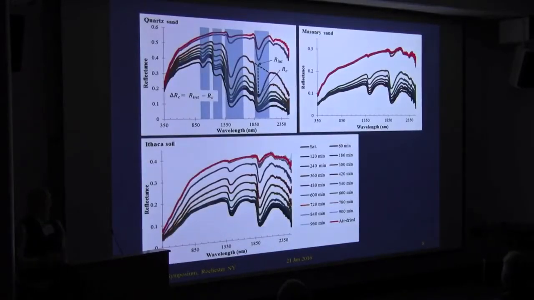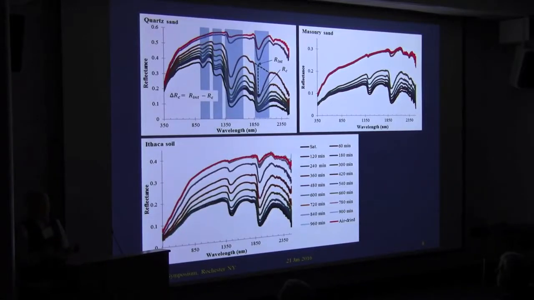Okay, these are the spectra, or selected spectra, that Chad made. And this is the quartz sand up here, the masonry sand here, and the Ithaca soil here, wet to dry. Notice that the quartz sand starts off slowly, doesn't change much for a while, and this is a constant, let me describe something here. The evaporation rate is constant. All the water loss is through evaporation. We have a sealed sample holder. All the water loss is from evaporation.